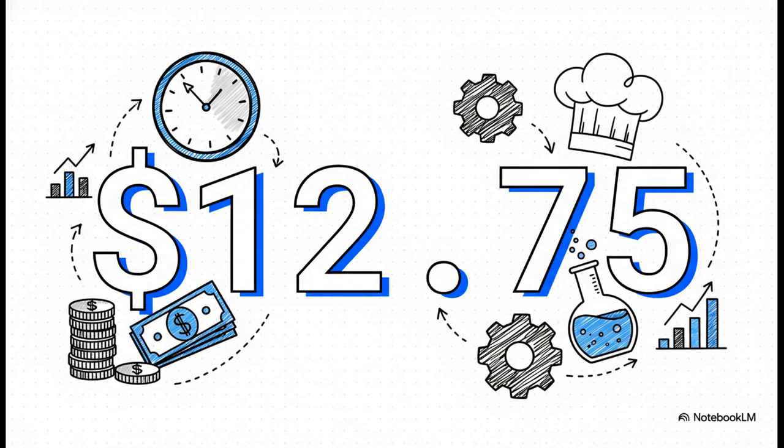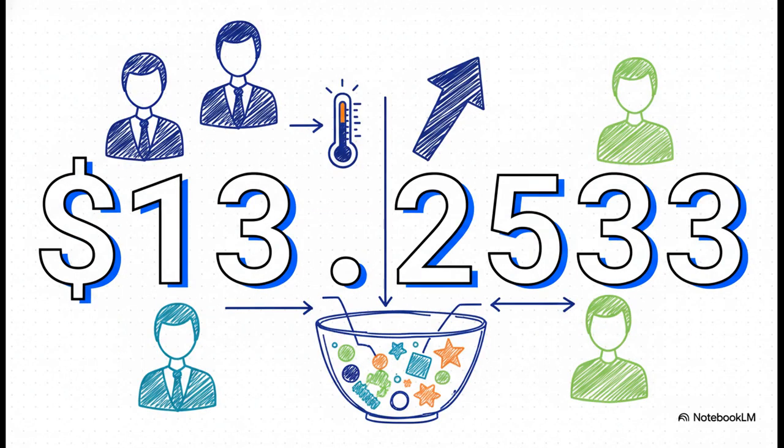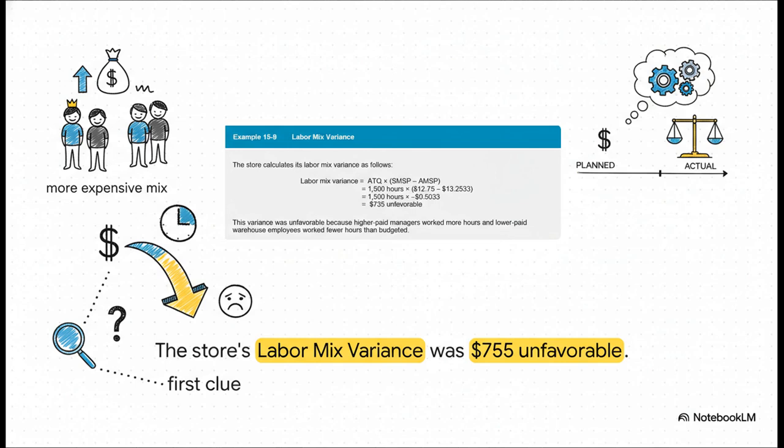So first, we need our baseline. Based on their original plan, their standard recipe, the average cost for 1 hour of work was $12.75. This is the perfect world number they had on paper. But because they ended up leaning more on those higher-paid managers, the average cost of their actual mix of people jumped to over $13.25 an hour. The recipe definitely got more expensive. So you plug that into our first formula, and boom, a $755 unfavorable mix variance.